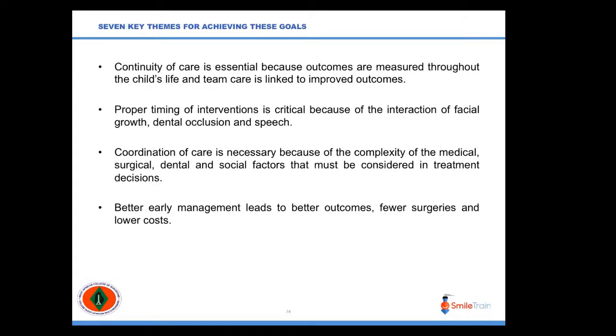This is essential because outcomes are measured through the child's life, and continuity of care is linked to improved outcomes. So it's not a one-spot treatment where the baby just comes, you do your surgery, and that's the end of it. It is a continuum. When we go to the interventions and the age groups, you see that it's a continuum from before birth to when the child becomes an adult. So we need to work in this continuity of care to provide this for all our patients, so that we can be proud that we are doing complete and comprehensive care for our patients.